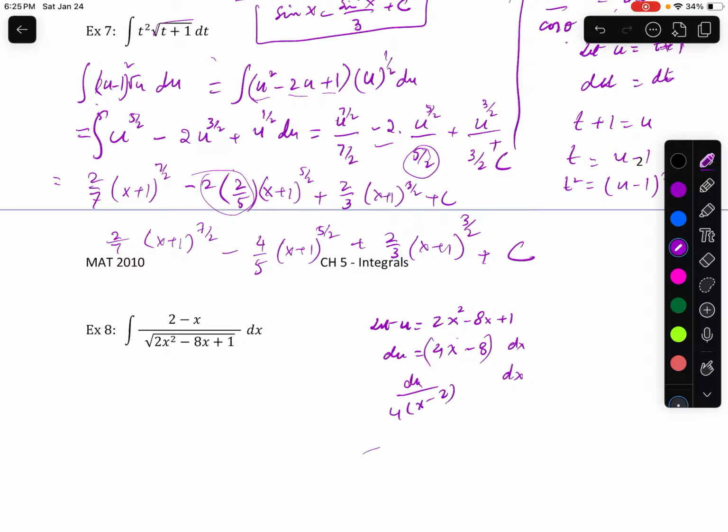So can you see something, some good feeling that, oh, x minus 2 and 2 minus x, they are similar? Yes, they are opposite of each other. So actually this will work. We come here, integral of 2 minus x divided by square root of u, and over here du over 4 times x minus 2.